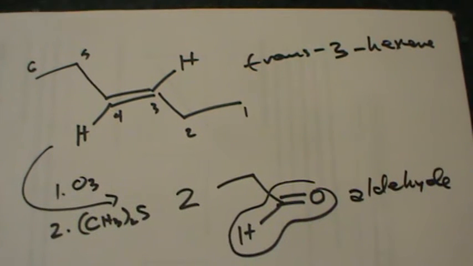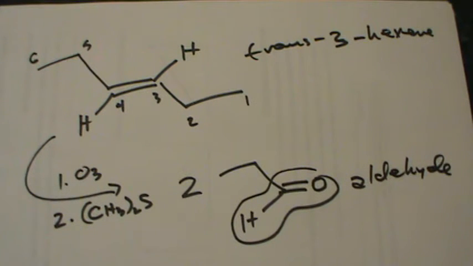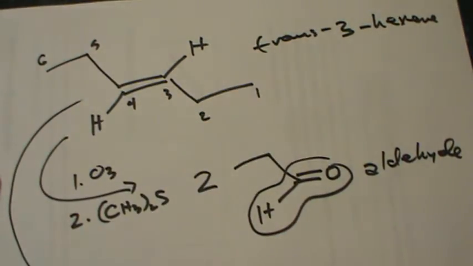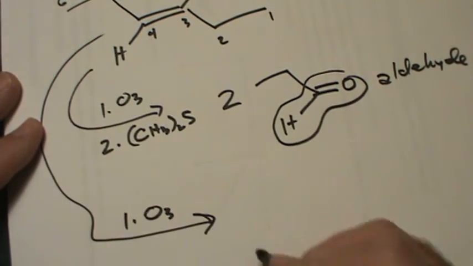It's an aldehyde. Now, as long as we're under reductive workup conditions, and it doesn't matter whether we chose hydrogen in the presence of palladium or dimethyl sulfide or zinc in the presence of acetic acid as our reductive workup conditions, as long as we're under some reductive workup conditions, an aldehyde, if it forms, is going to be stable. And it's just going to stick around as an aldehyde.